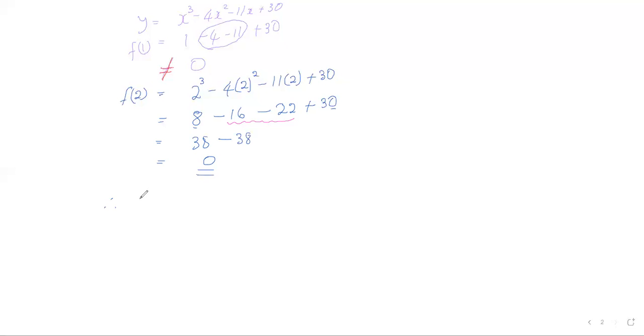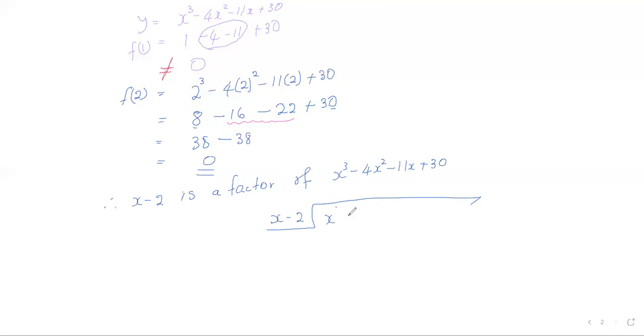Therefore, we say x minus 2 is a factor of x cubed minus 4x squared minus 11x plus 30. So we need to divide by x minus 2 into x cubed minus 4x squared minus 11x plus 30.